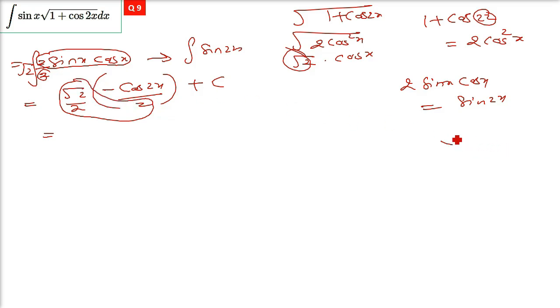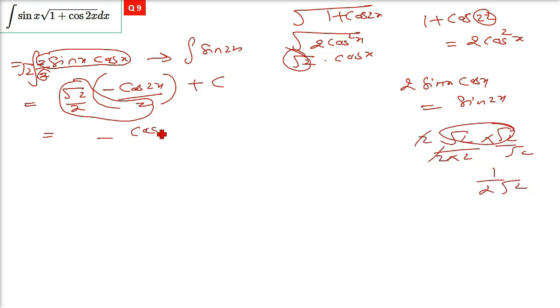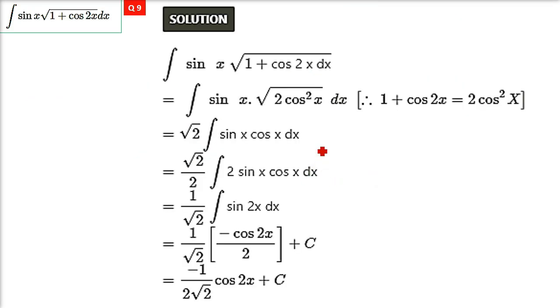So we have constant term as root 2 by 2 into 2. Now multiply numerator and denominator by root 2. This becomes 2. 2 gets cancelled. So 1 by 2 root 2. So we have minus cos 2x divided by 2 root 2 plus c. This is your final solution.